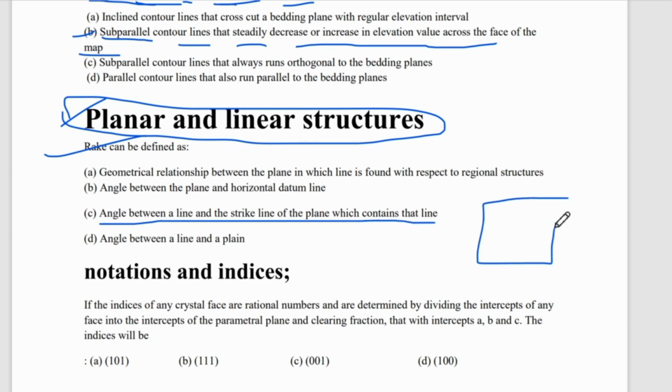Okay. So if it is a plane and there is a line on it, the angle which this line will form with the strike of this plane is called the rake. Okay. On the same plane, you don't have to extend it to the vertical.